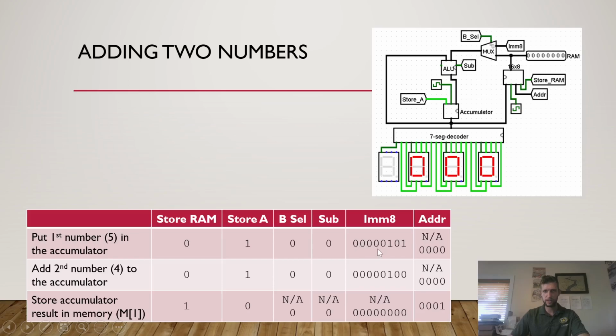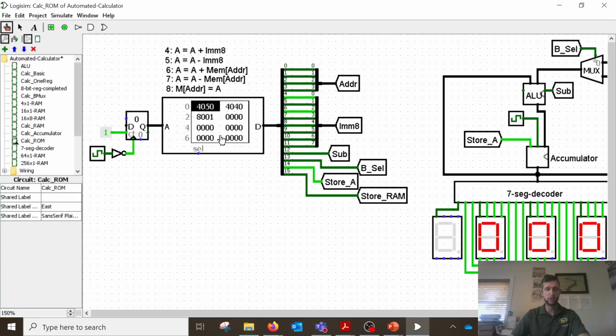0, 0, 0, 0 is 0. 0, 1, 0, 1 is 5. And this is 0. So this should be 4, 0, 5, 0. And that's the value I have stored here.